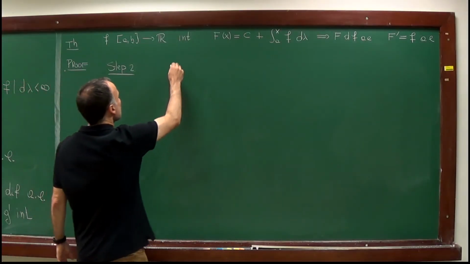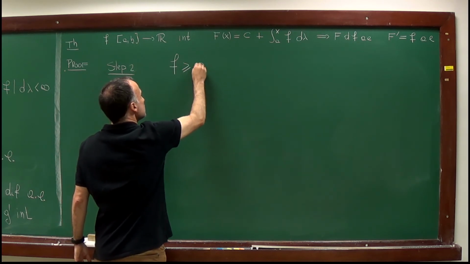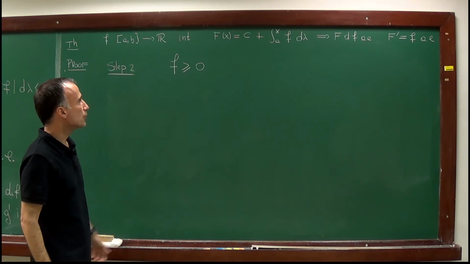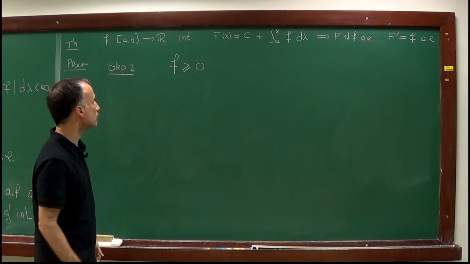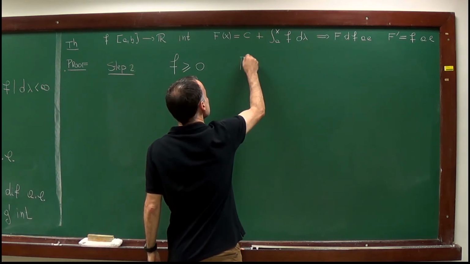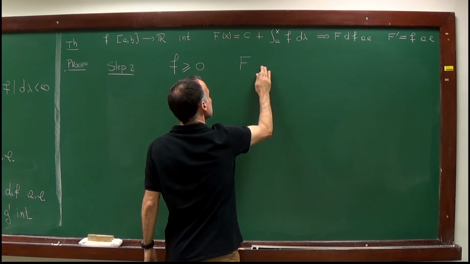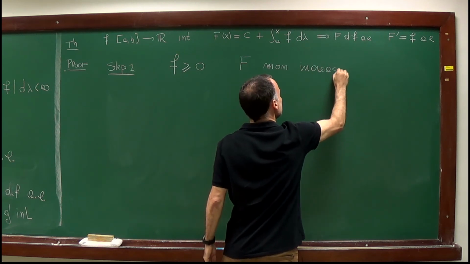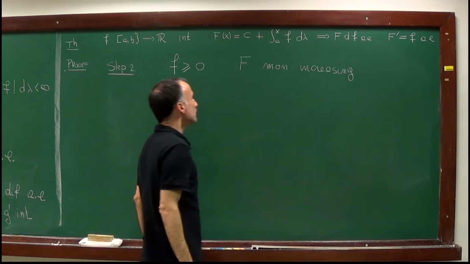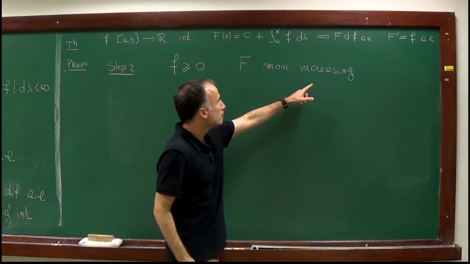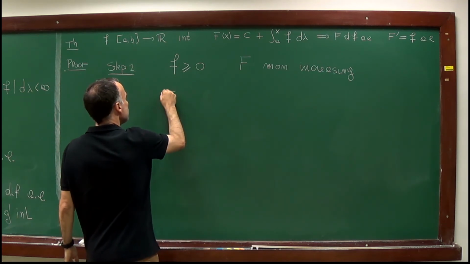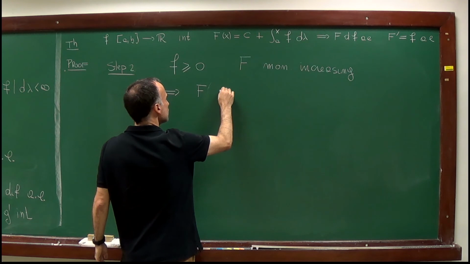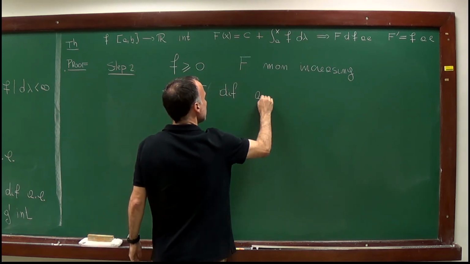So up to now, we proved that it's enough to prove the theorem in the case in which the function f is non-negative. So let's assume that f is non-negative. If f is non-negative, this means that F of x is a monotone increasing function. And we have seen in the previous lecture that a monotone increasing function is almost everywhere differentiable. So F prime exists almost everywhere, so F is differentiable almost everywhere.